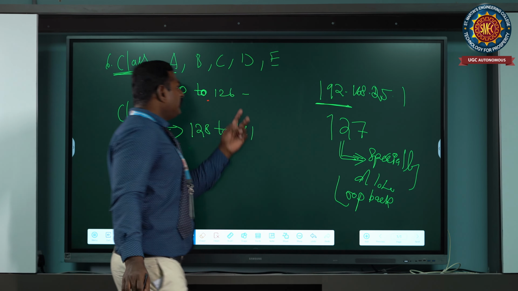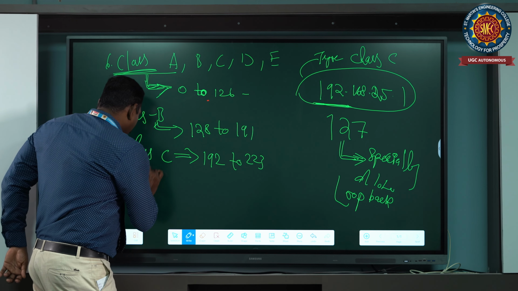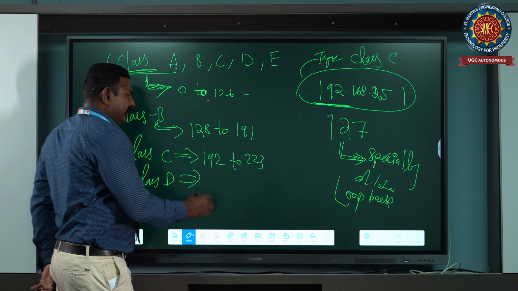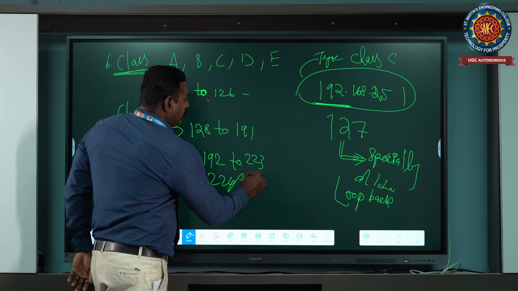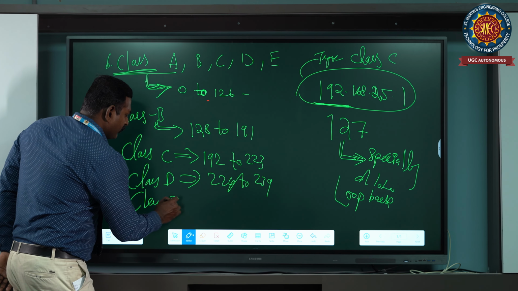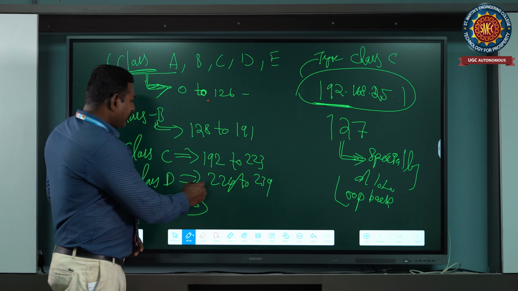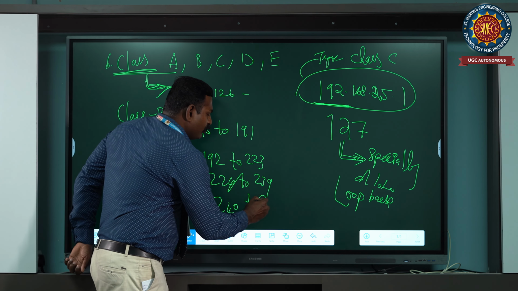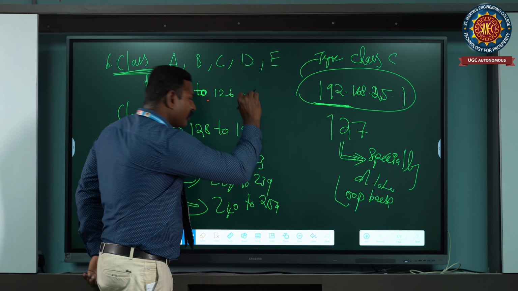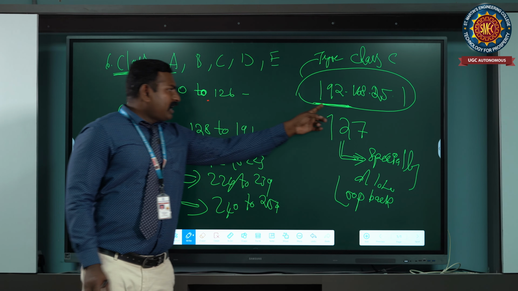Next, class C. In a class C IP address, the range for the first octet is between 192 to 223. Now look at 192. That's why I told you this is a class C IP address. Next is class D. This range is 224 to 239. Next, class E. This IP address range is 240 to 254. These are all the classes. The first octet should not exceed these ranges.